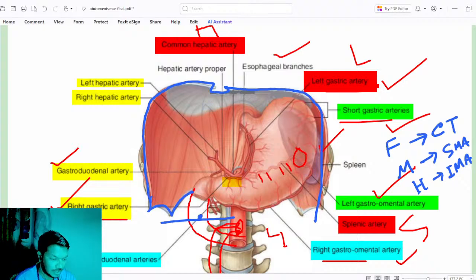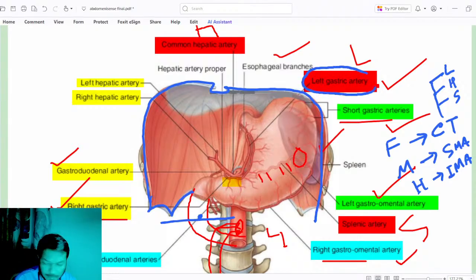So now the celiac trunk. We say the celiac trunk has branches. What are the branches? The left gastric artery. First see the celiac trunk coming and giving the branch left gastric artery, and the left gastric artery gives supply throughout the lesser curvature.